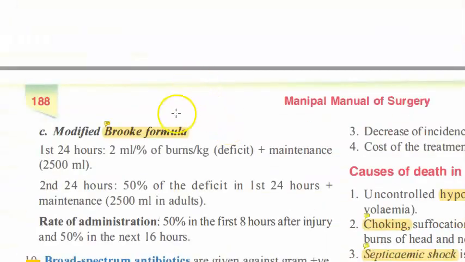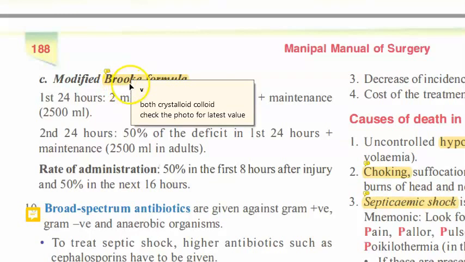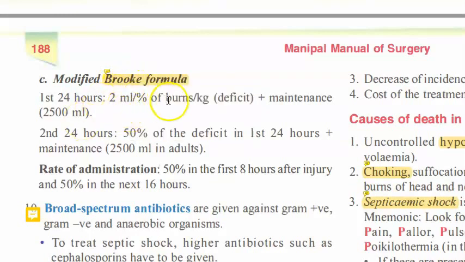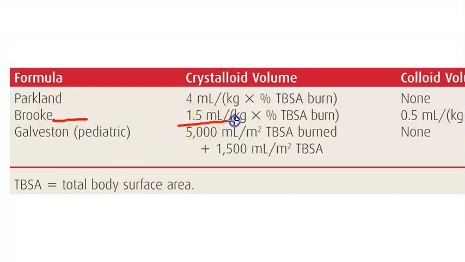Guys, there is another formula, that is Brooke's formula. Here they are giving both crystalloid and colloid. So look at this. Let's open this new one. Wait. So this is the Brooke one, guys. Here they are giving 1.5 into the kg into percentage, and colloid they are adding, right? 0.5 into kg into percentage. Are they dividing here? Oh, per. Okay.